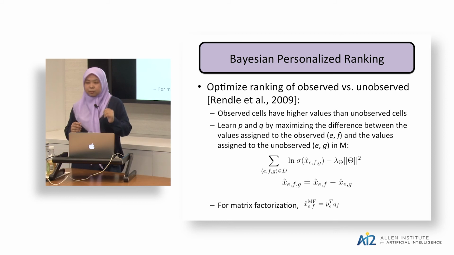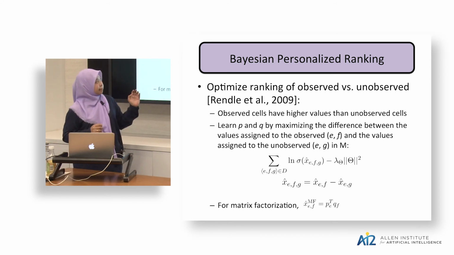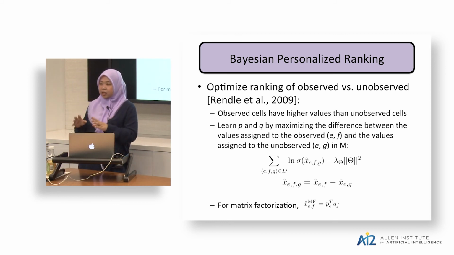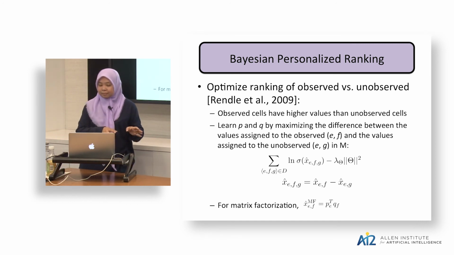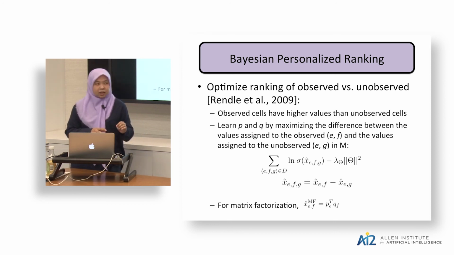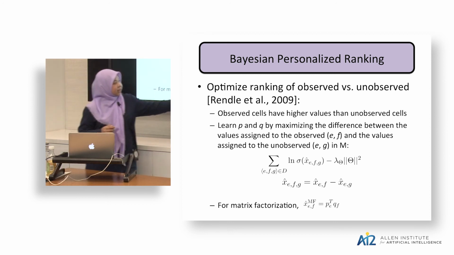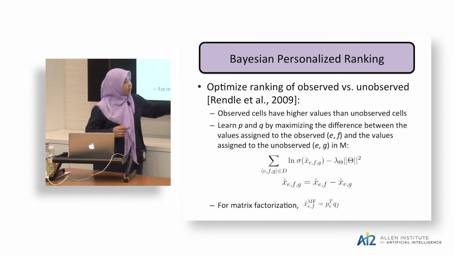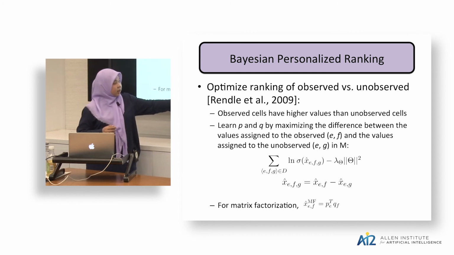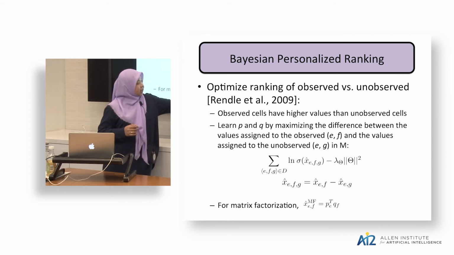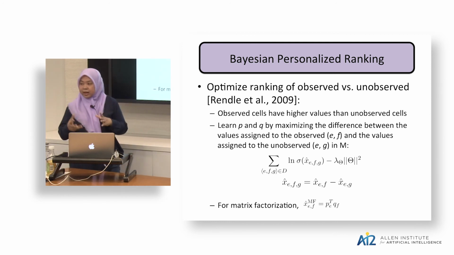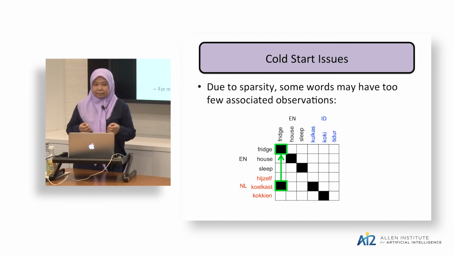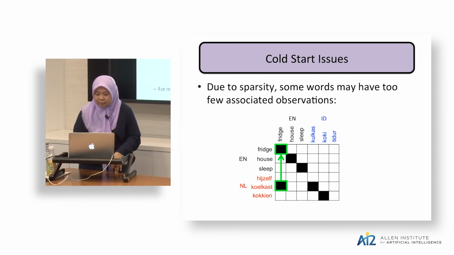And the idea of this BPR is to maximize the difference between the values we assign to the observed cells minus the value that we assign to the unobserved cells. So the cool thing about it is that each of these values can be approximated using different methods. So for matrix factorization, the values can be approximated by learning two lower rank matrices and computing the dot product of the two vectors from the two low rank matrices.